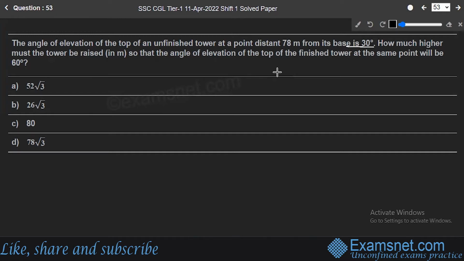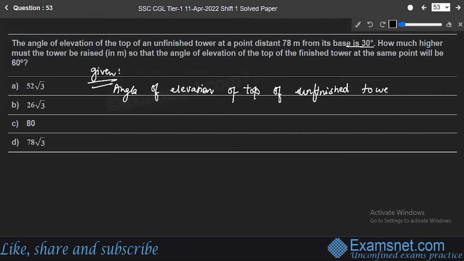See over here what you are given in the question. First of all, let's write down the things. You are given the angle of elevation of the top of the unfinished tower at a point is 30 degree, and the angle of elevation of the top of the finished tower at a point is 60 degrees.